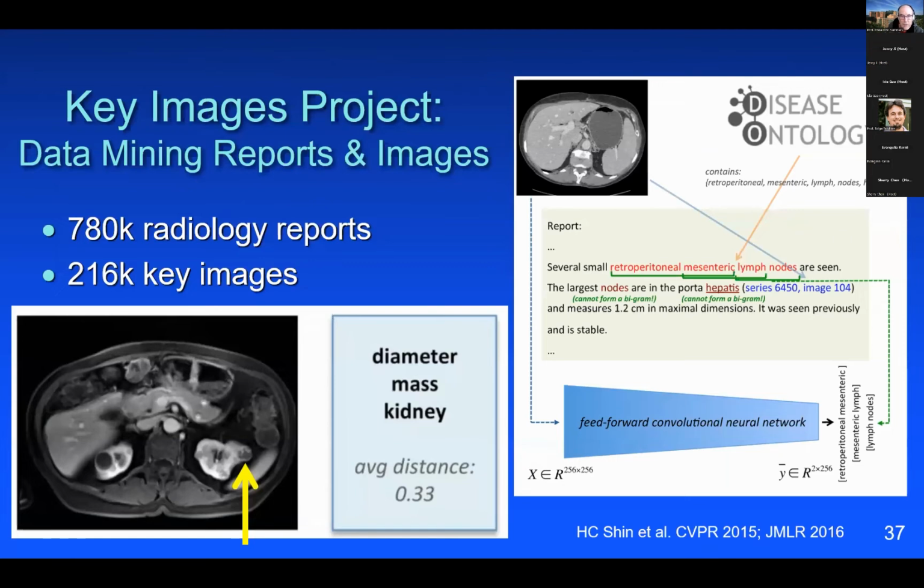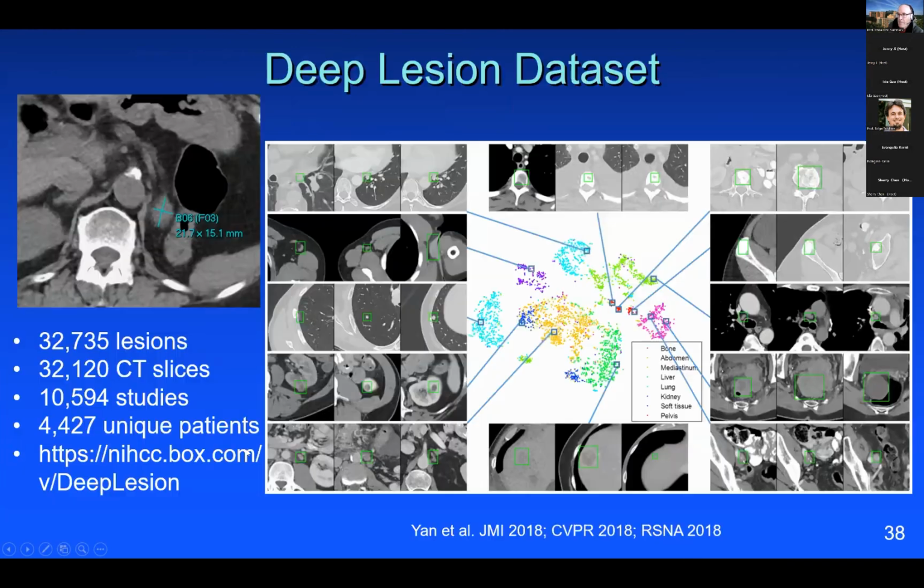I'll now briefly talk about some other projects that we've worked on over the years. Perhaps some of these ideas that I'm sharing will inspire you to work using some of these similar methods. This was a project we called a key images project, where we had 780,000 radiology reports and 216,000 key or important images. And we were able to use both the text and the images to train a CNN to label images. So for example, this MR image during testing was labeled as having a kidney mass, which was correct. This is the kidney mass.